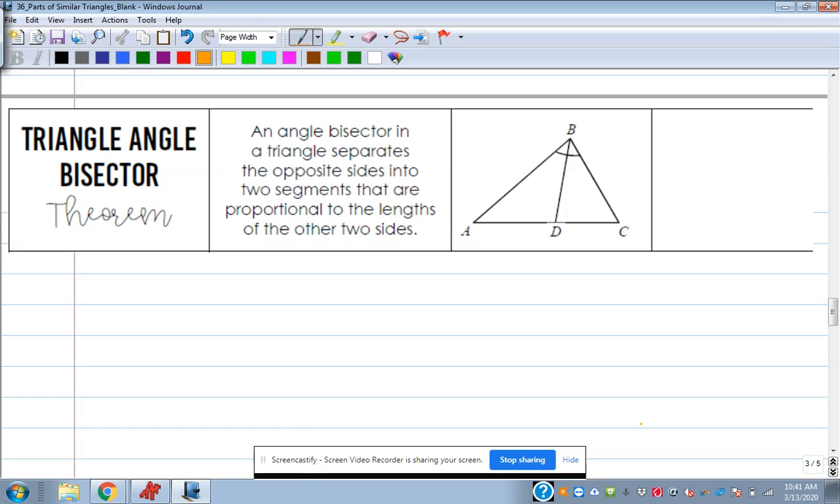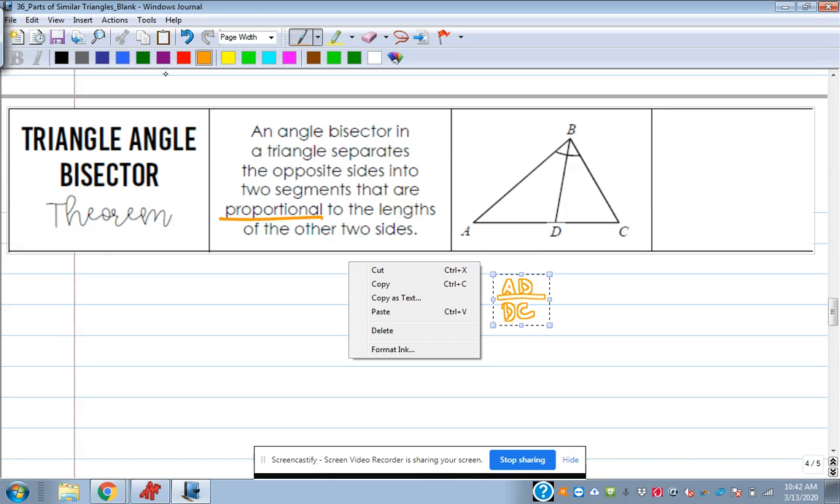Okay, so angle bisector takes the two segments that it creates. What are the two segments it creates? AD and DC, right? They're not congruent. They're proportional. That's the key here, they're not congruent. They are proportional. And you can't see that orange up there. Change that.